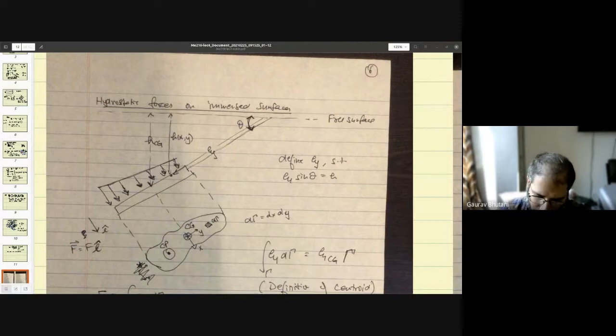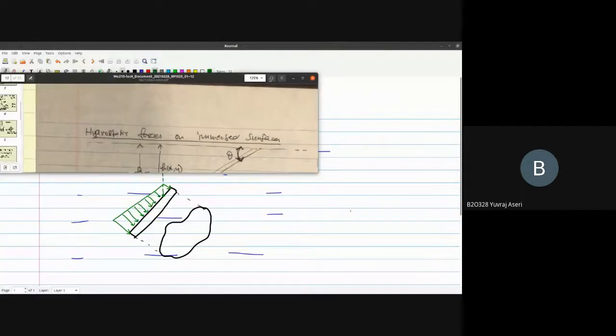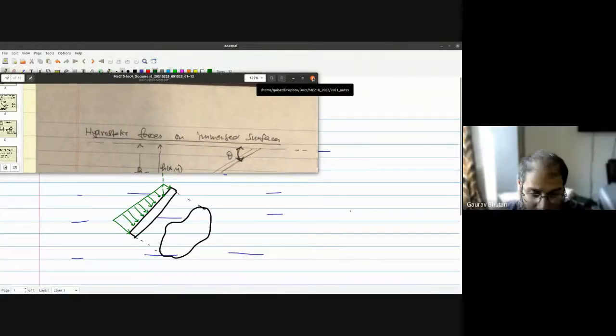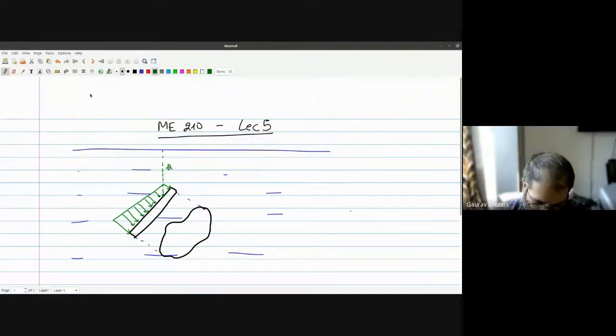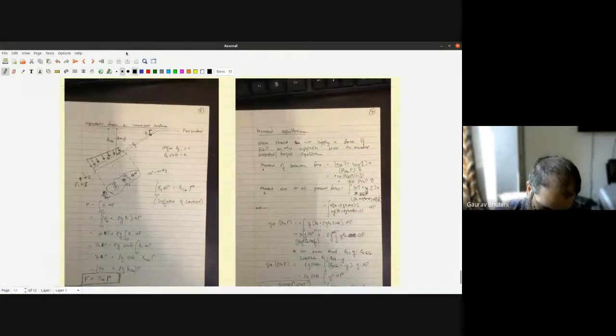I hope my screen's visible. Yes, sir. Let's open it in a different software so I can comment on it. Yeah, this is better.